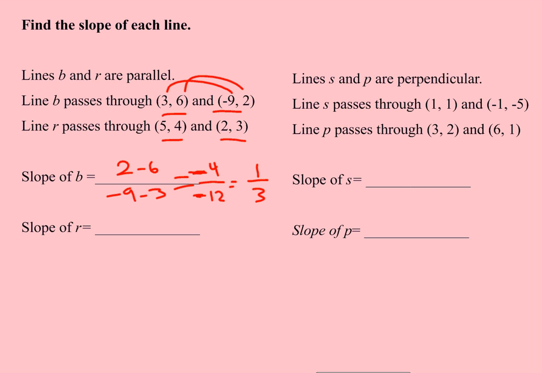Line R passes through (5, 4) and (2, 3). So this is going to be 3 minus 4 over 2 minus 5. If I do that, I get negative 1 over negative 3, which is actually positive 1/3.